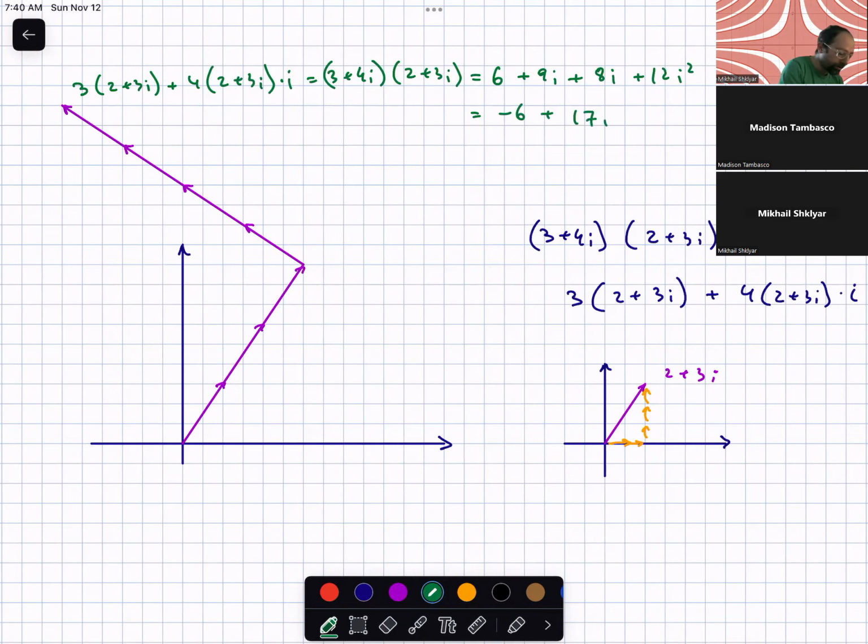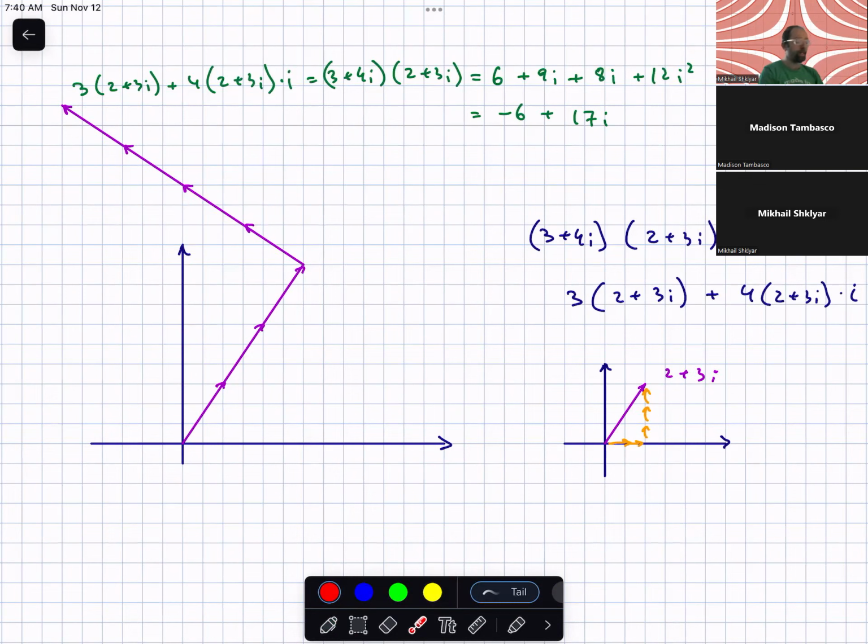Is that true? Does this look like it's right? So this point is like, if you look at the horizontal distance, it looks like it is 6. If we count squares this way, it looks like it is 17. I don't know if it is, but it looks like it. 3, 6, 9, 12, 15, 16, 17. Okay? So looks like it works.